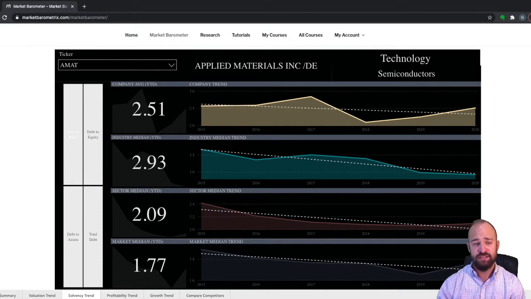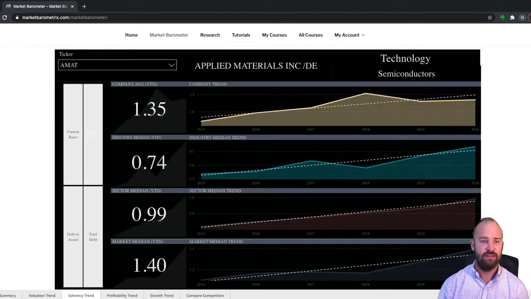has coming due this year, it has $2.51 in liquid assets, cash and cash equivalents, to pay those short-term debt obligations. So it would seem that Applied Materials has plenty of cash on hand to pay its bills. It's not generally as liquid as the industry median of the semiconductors industry, but still plenty able to meet its bills. And in fact, Applied Materials, the semiconductors industry, and the technology sector are all generally more liquid than the market average. So nothing really of concern there.